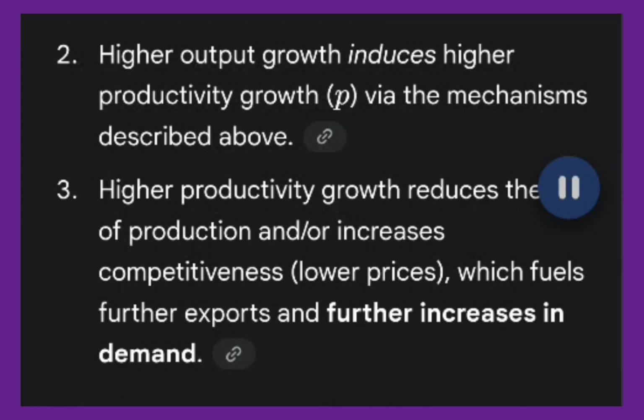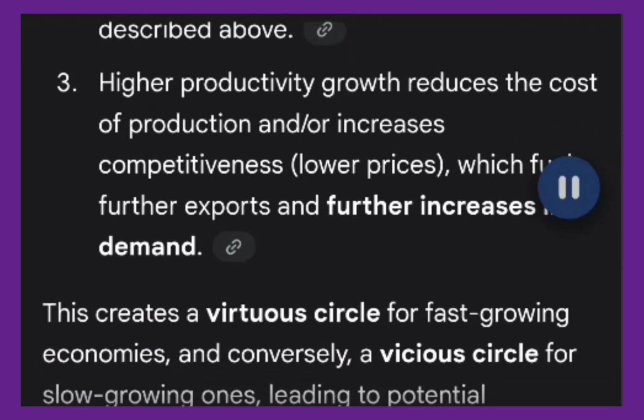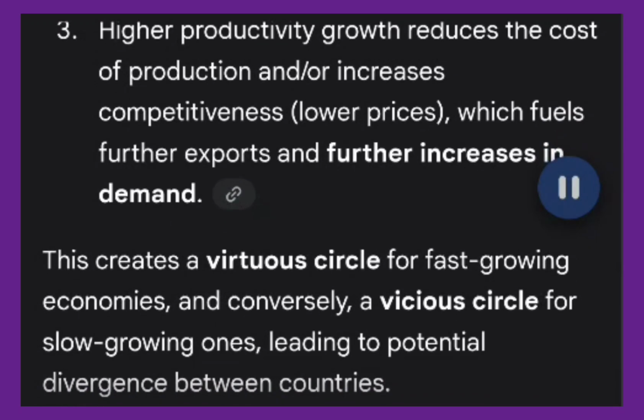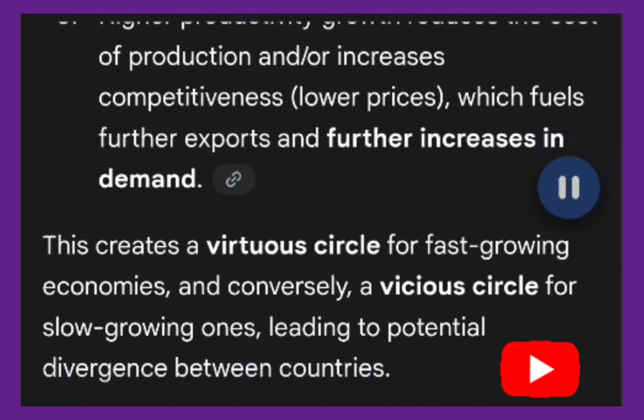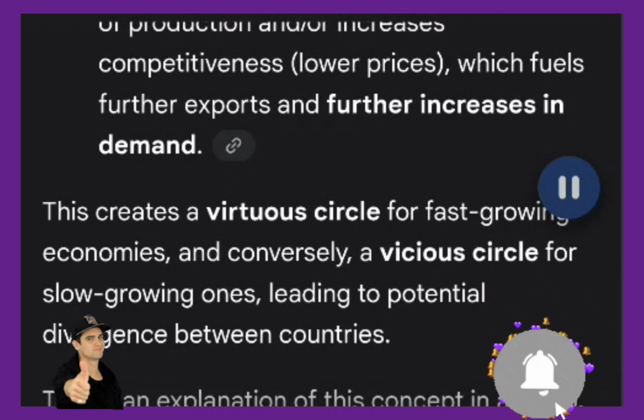Higher productivity growth reduces the cost of production and/or increases competitiveness, lower prices, which fuels further exports and further increases in demand. This creates a virtuous circle for fast-growing economies, and conversely, a vicious circle for slow-growing ones, leading to potential divergence between countries.